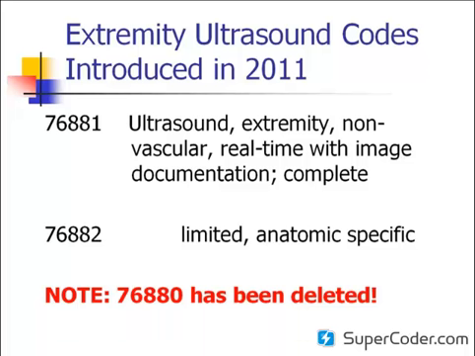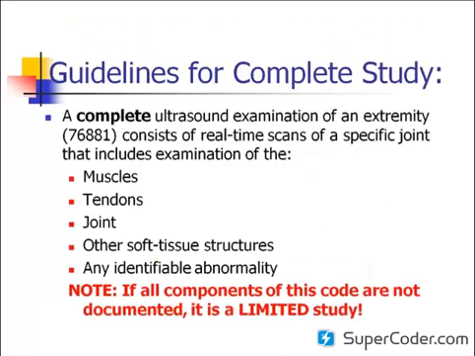And on slide 4, you'll see that there's basically 5 areas of content that you should be looking for as coders in order to be able to assign a complete extremity ultrasound. This is basically of the joint we're looking at, and the documentation should include something about the muscles, the tendons, the joint itself, any soft tissue structures surrounding the joint, and any identifiable abnormality. And just like with the ultrasound of the abdomen and the retroperitoneal, if all 5 of those components aren't documented, then it's got to be a limited study.